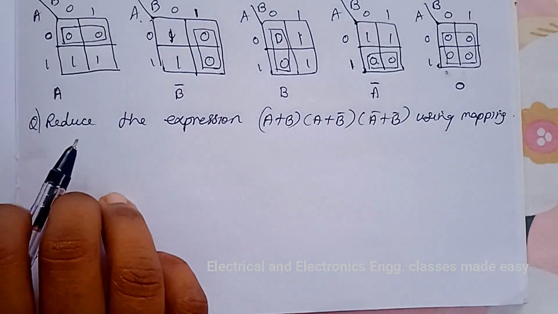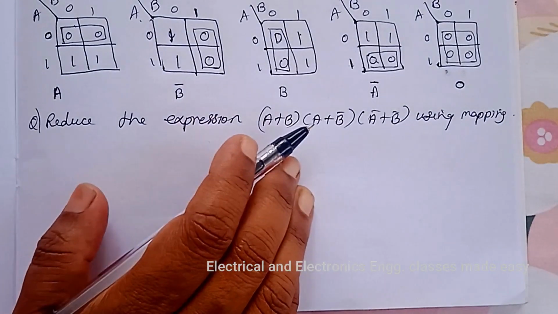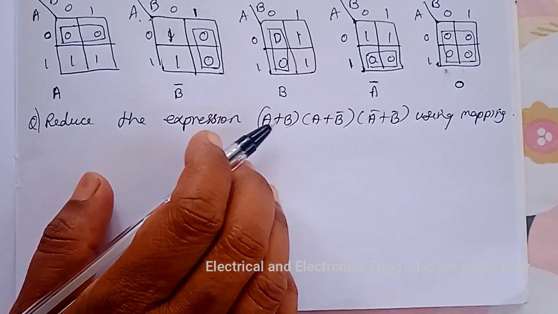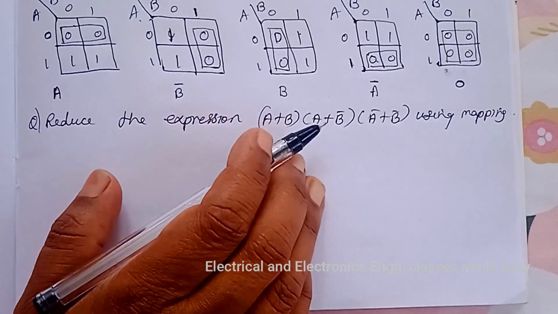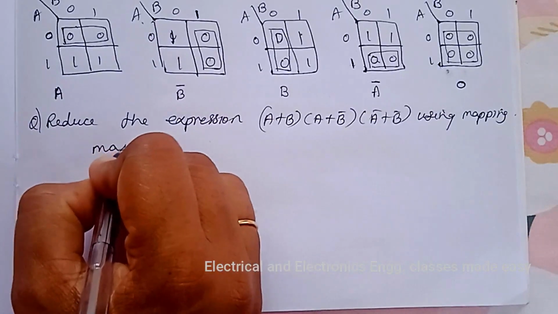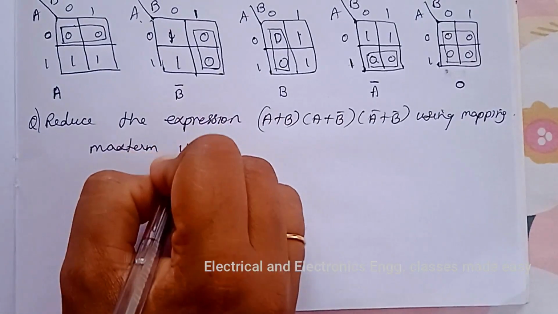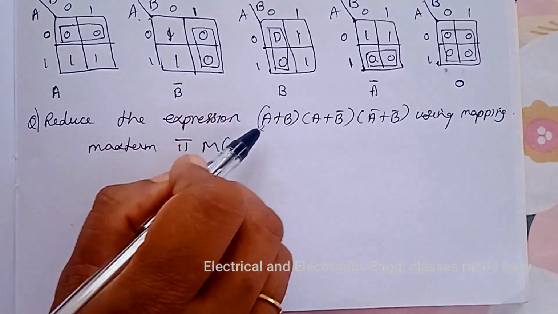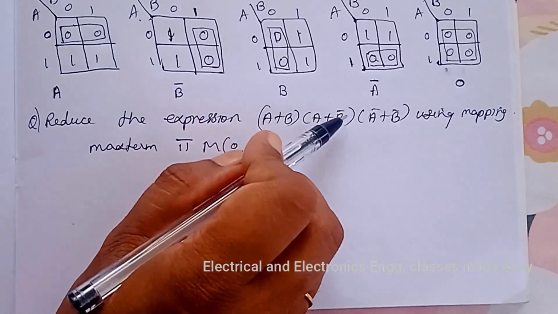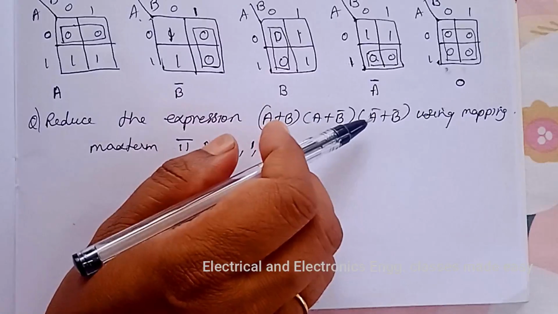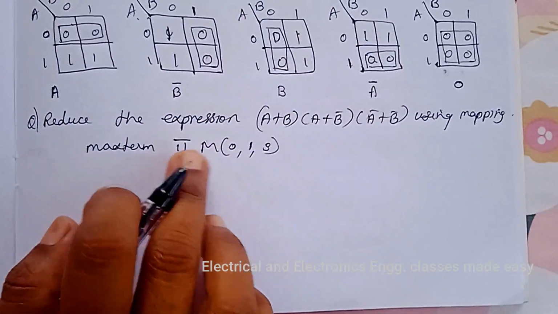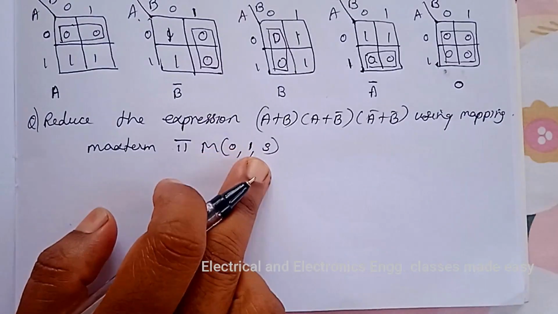Let us do an example. Reduce the expression a plus b into a plus b bar into a bar plus b bar using mapping. So this is a POS expression, that is product of some terms. And we can write the max term, that is max term here is pi m. This is 0 0, that is 0, then 0 1, that is 1, and this is 1 1, that is 3. So the max terms are pi m, 0 1 and 3.